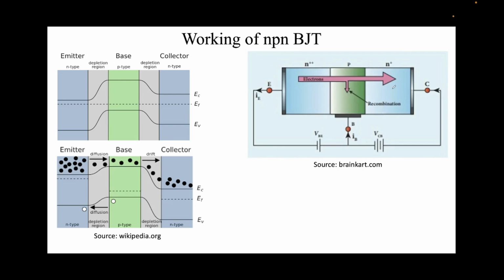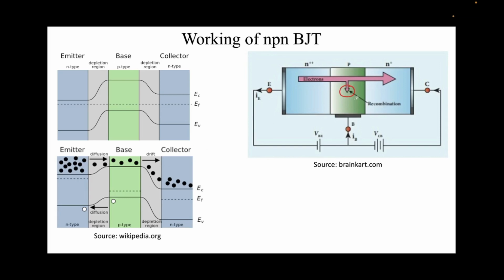And if I bias this NP junction in reverse, N to positive and P to negative, this is reverse biased. So there will be a huge depletion region here. If the electrons successfully pass through the base without recombining, a small amount will recombine, as you can see here, because there are many holes here. But if we ignore them, the heavy majority of electrons diffused into the base can simply drift across the depletion region and reach the collector, and we get a collector current. So this is how the whole circuit works. This is the working of an NPN BJT that we have seen here.